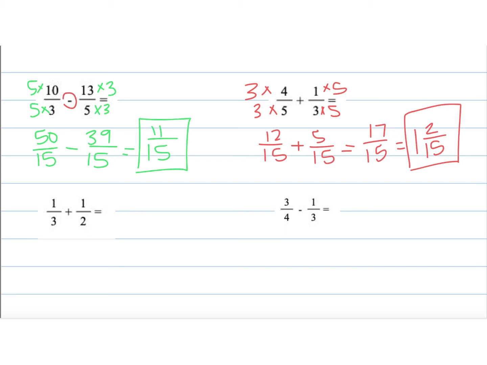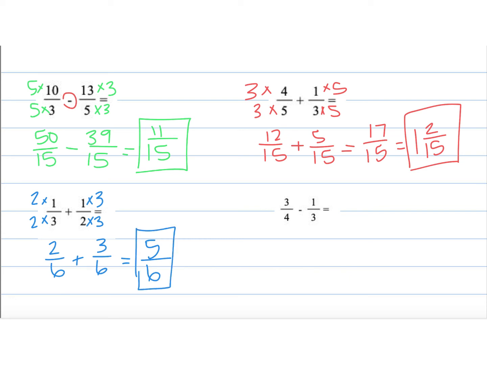1/3 plus 1/2. Common denominator for 3 and 2 would be 6. So I'm going to multiply this side by 2 on the top and bottom. My new fraction would be 2 over 6. The other side I'm going to multiply by 3. So that would be 3 over 6. Now that I have a common denominator, add the numerators together. 2 plus 3 is 5. Keep the denominator of 6. 5/6. And that is already in simplest form.